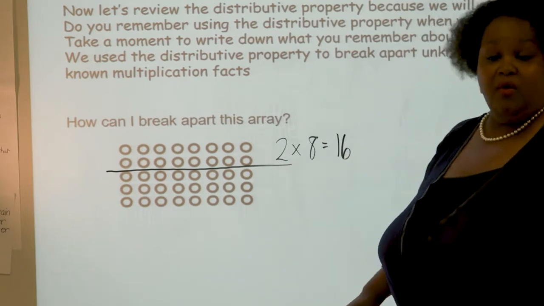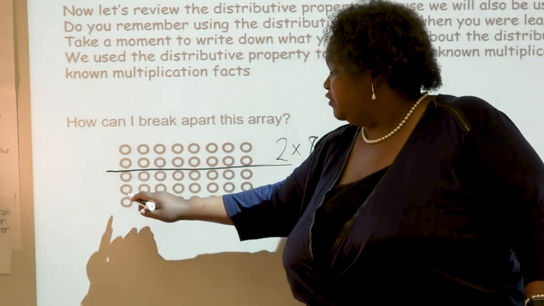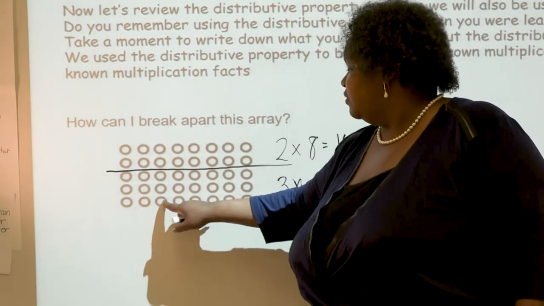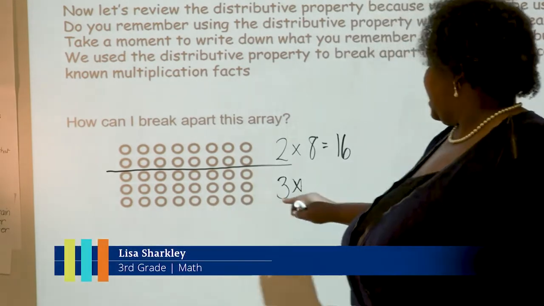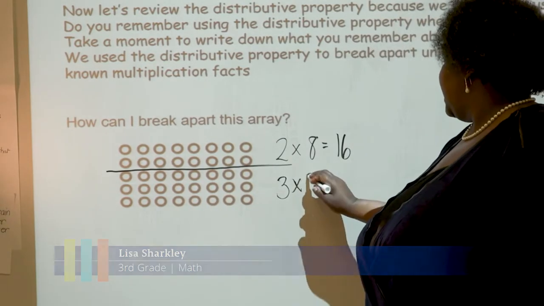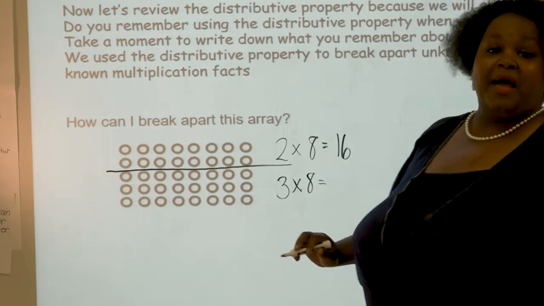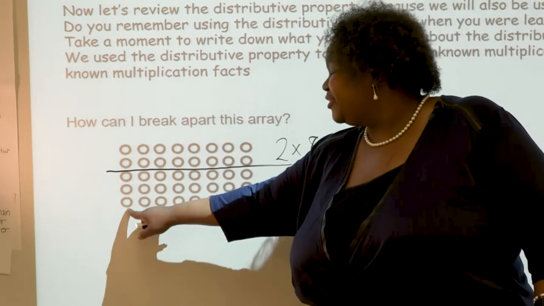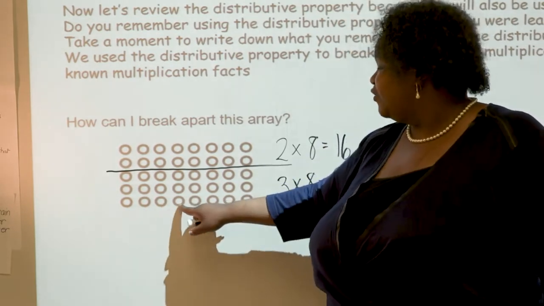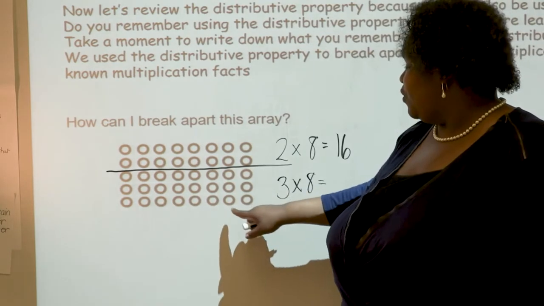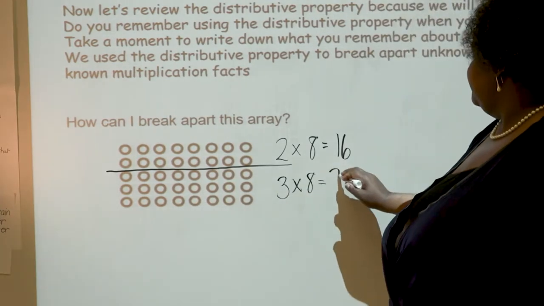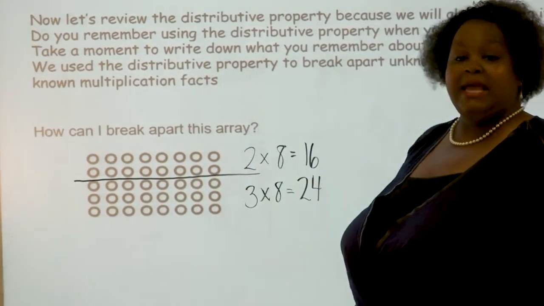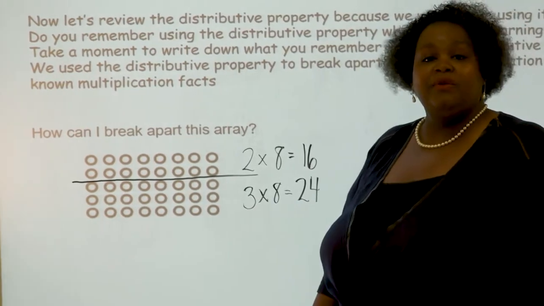And now what's below our line? 3 times 1, 2, 3, 4, 5, 6, 7, 8. 3 times 8 equals, I can skip count by 3s this time. Make sure you're saying it with me. 3, 6, 9, 12, 15, 18, 21, 24. Now, I broke apart this array. I have 2 times 8 equals 16. 3 times 8 equals 24.